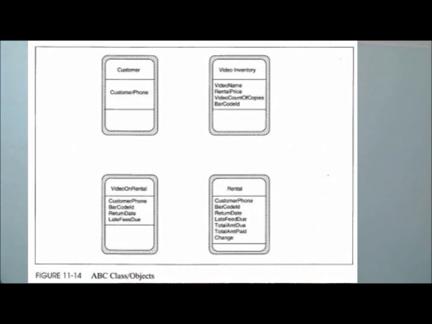And videos on rental, as you can imagine, they go out. So if we're looking at the bottom left box there, we've got video on rental. Goes out to a customer. How do we identify that customer? By their phone number. There's a barcode. We need to get it back on a certain date, and there may be some late fees due if that comes back late to us. And so that's an object under which we'll have a bunch of videos out on rental, which are the objects themselves. So that's classes versus objects. It becomes a little more clear as you do a little more of this.